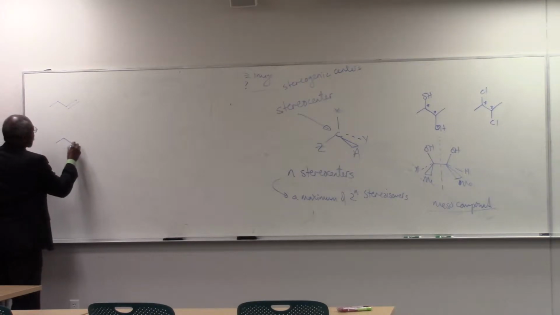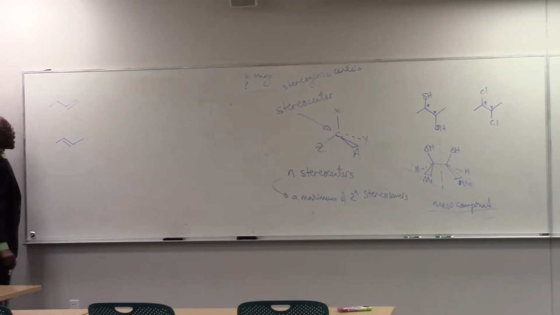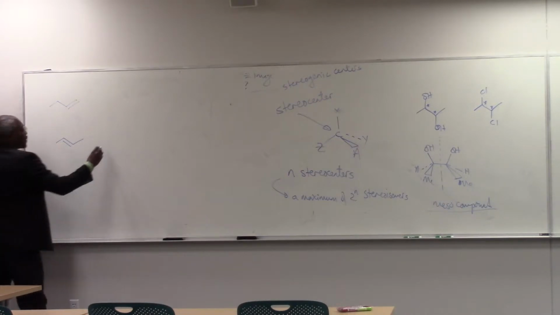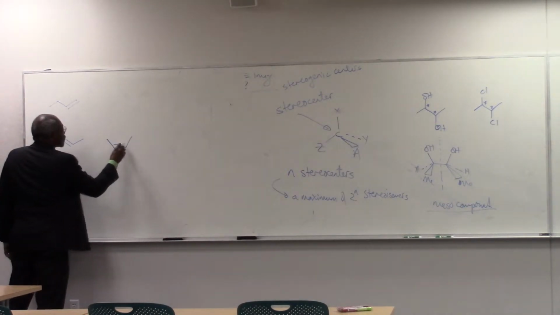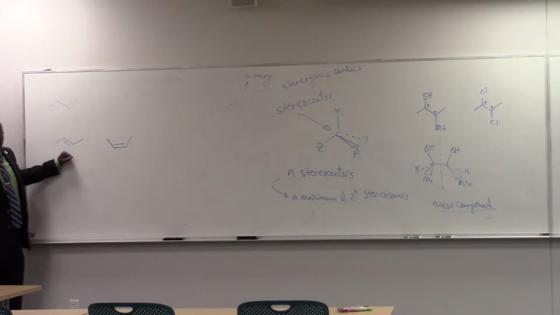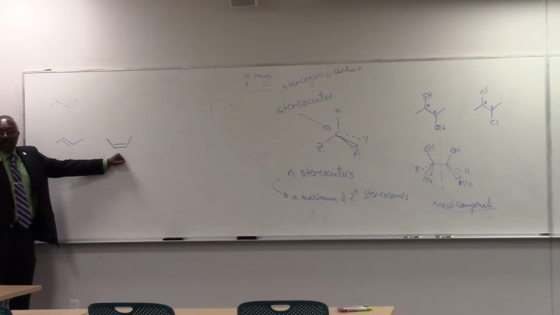But I can also put a double bond here and make 2-butene. And 2-butene is distinct from 1-butene. The 2 is enough to distinguish this compound from that compound. The problem is, there's another 2-butene, which is an entirely different compound. It's got a different melting point, a different boiling point, and so on. So how do I distinguish this 2-butene from that 2-butene?